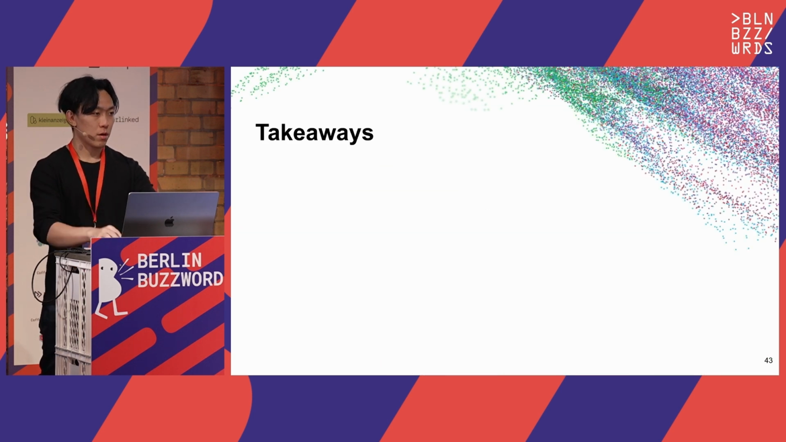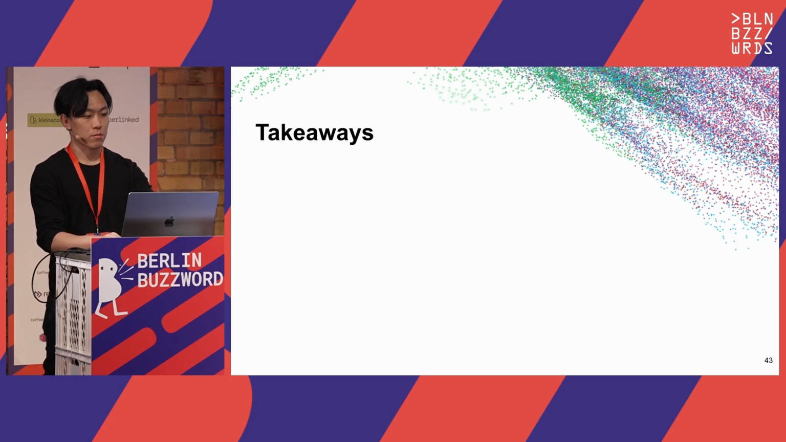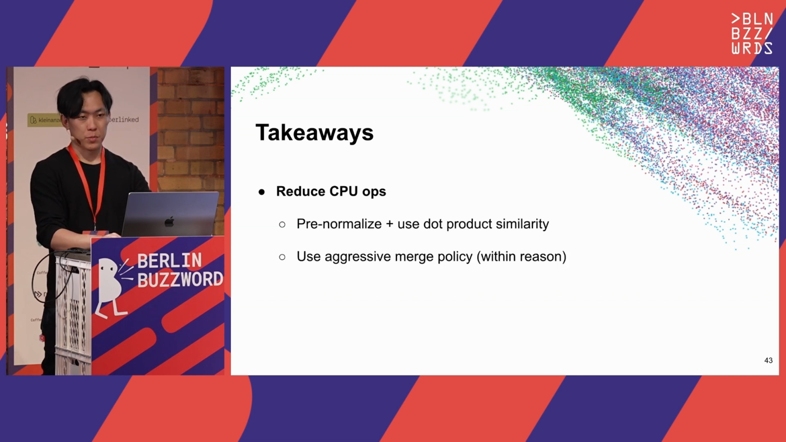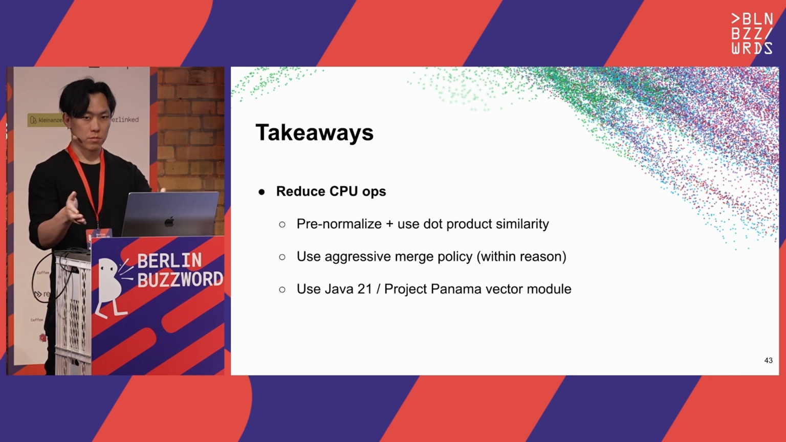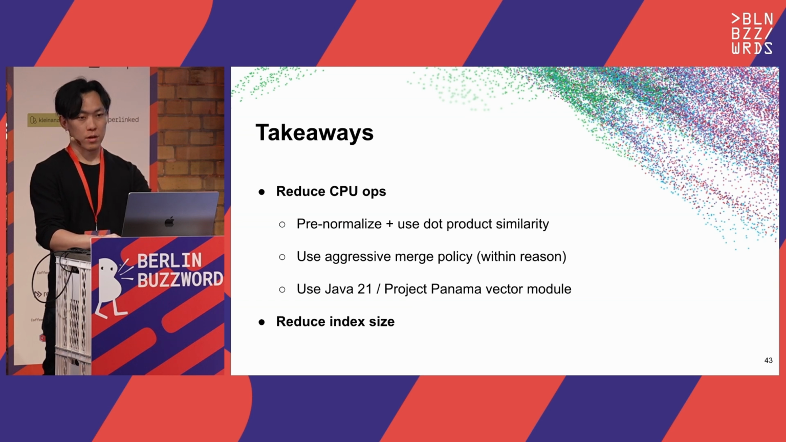So if you are running Solr and you want to use dense vectors, what are some things that you can do to hit the ground running and avoid some of these pitfalls? So first is reduce your CPU operations where it's not necessary. So pre-normalize, use dot product similarity. In fact, this is advocated on the Solr ref guide now, I believe, as well. Use an aggressive merge policy within reason based on your indexing requirements. Use Java 21, Project Panama vector module. And then for memory management, reduce the index size, use non-stored vector fields where possible.